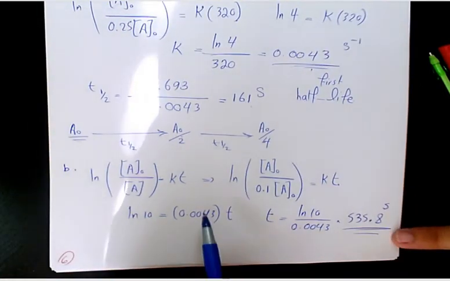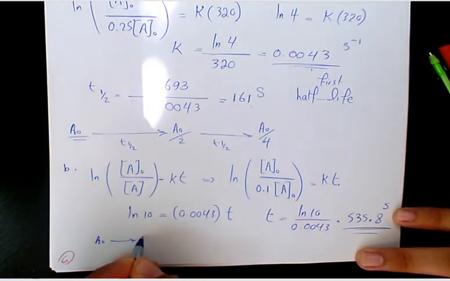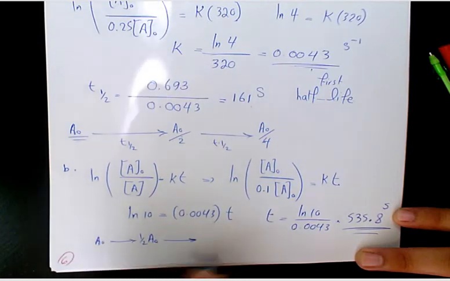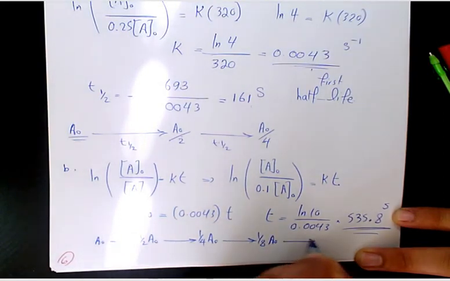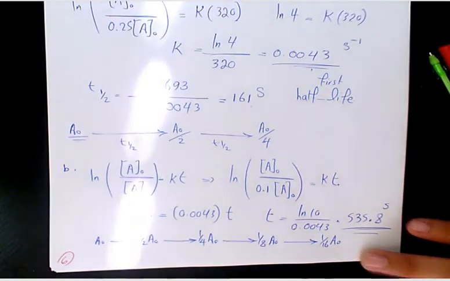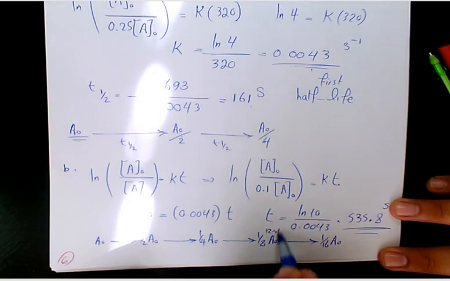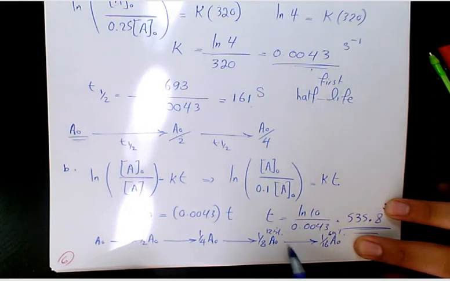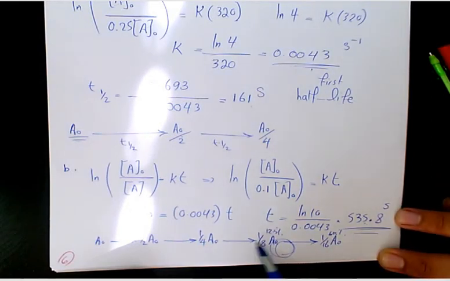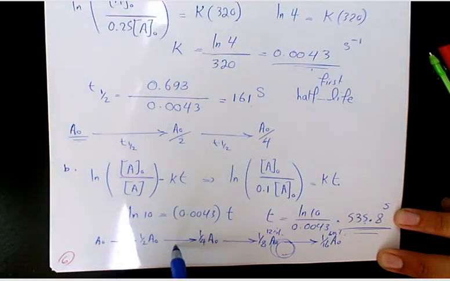So let's check it this way. 90% completion means that 10% remaining. A becomes 1 over 2A, then 1 over 4A, then 1 over 8A, then 1 over 16A. 1 divided by 8 means that 12.5% remaining, and this one is going to be 6.25% remaining. So the final number must be close to that time. It means the first half-life, second half-life, and third half-life.